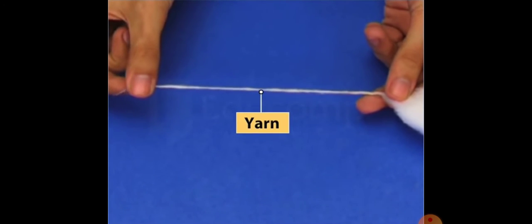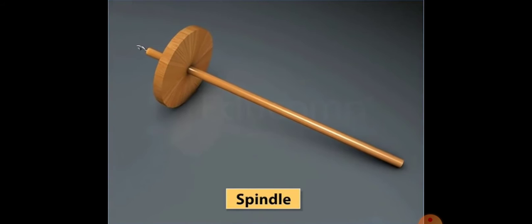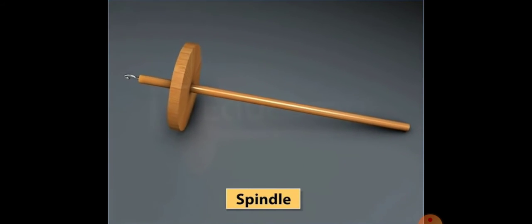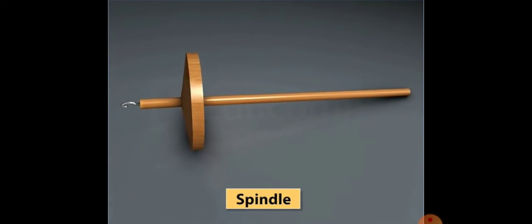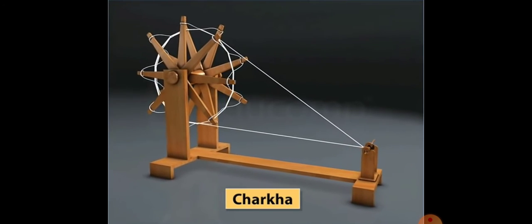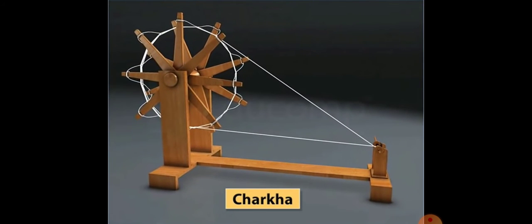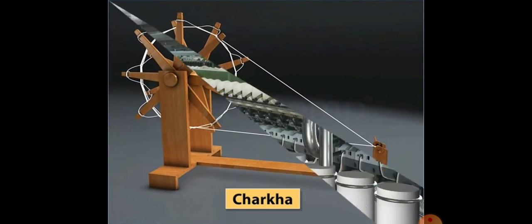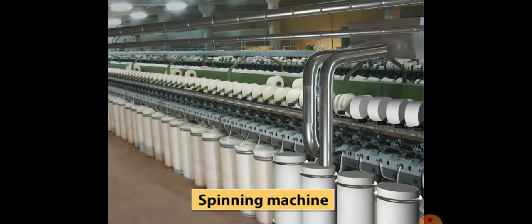Spinning can be done by hand or by using a spindle or a charkha. For large-scale production of yarns, spinning machines are used.